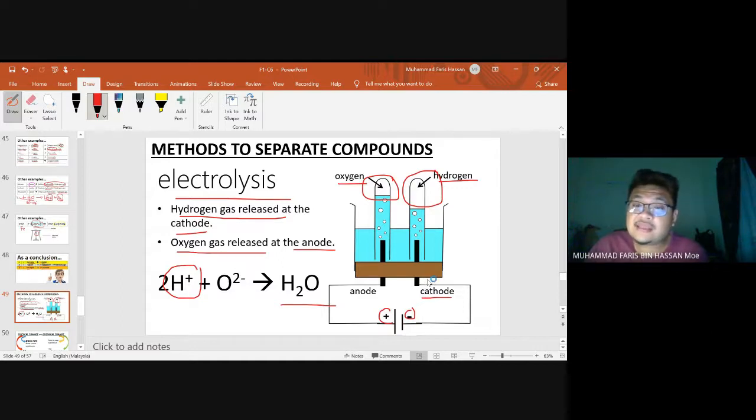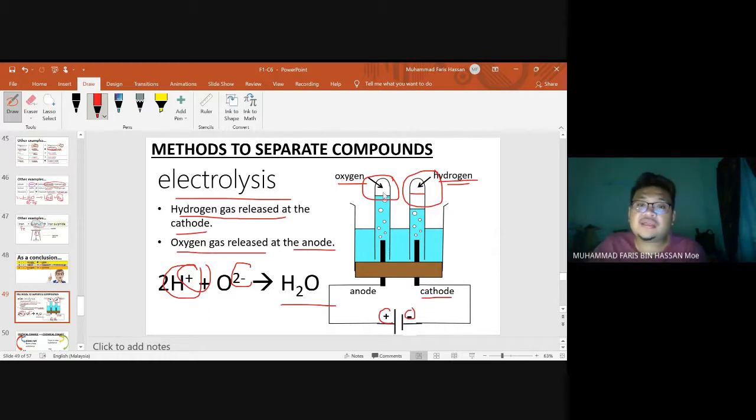Actually, this negative terminal will attract hydrogen, which has a positive charge, whereas the anode, which is positive, will attract the oxygen, which has a negative charge. They will attract to the different charge. So that's why oxygen will be attracted to the anode and the hydrogen will be attracted to the cathode. And you can see here, oxygen here and hydrogen here.